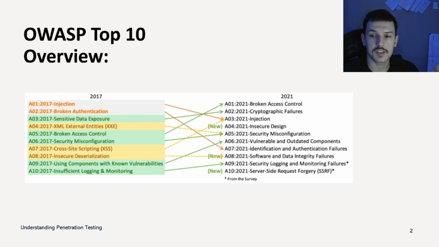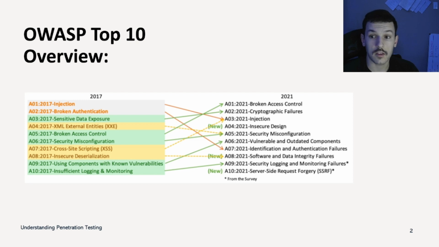Next one is going to be insecure design. These are flaws in software design that lead to vulnerabilities. An example would be an application without rate limiting, allowing an attacker to submit unlimited login attempts, leading to a successful brute force attack.